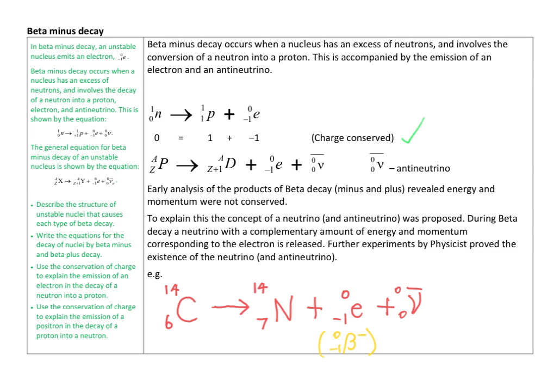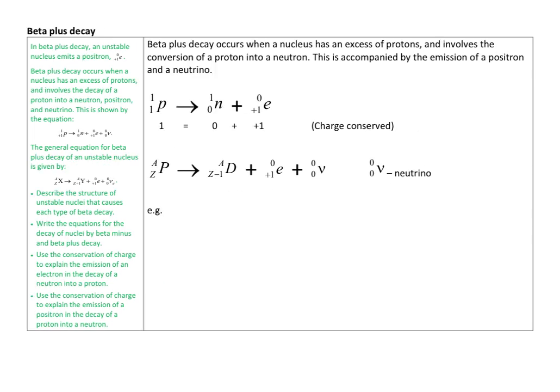Okay, let's keep moving and talk about beta plus decay. So beta plus decay occurs when a nucleus has an excess of protons, so too many protons or alternatively not enough neutrons, and involves the conversion of a proton into a neutron. So we decrease the number of protons, increase the number of neutrons. This is accompanied by the emission of a positron and a neutrino.